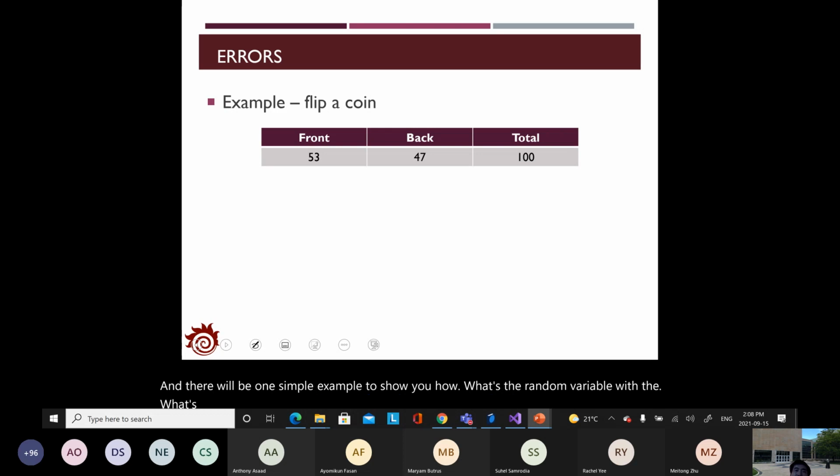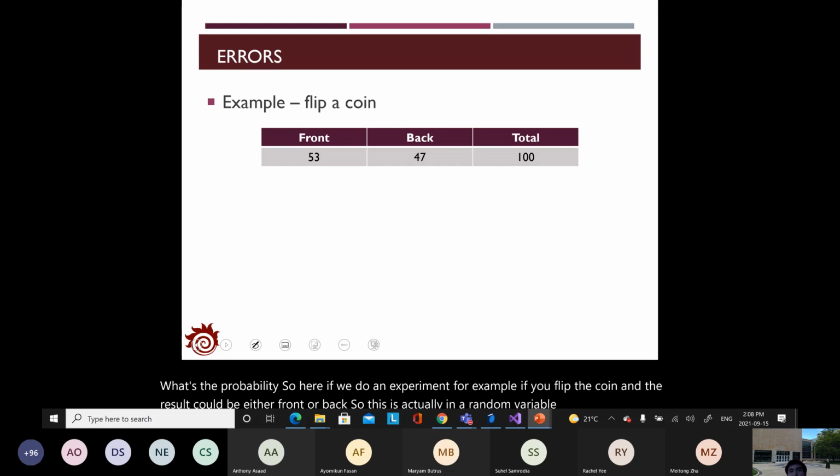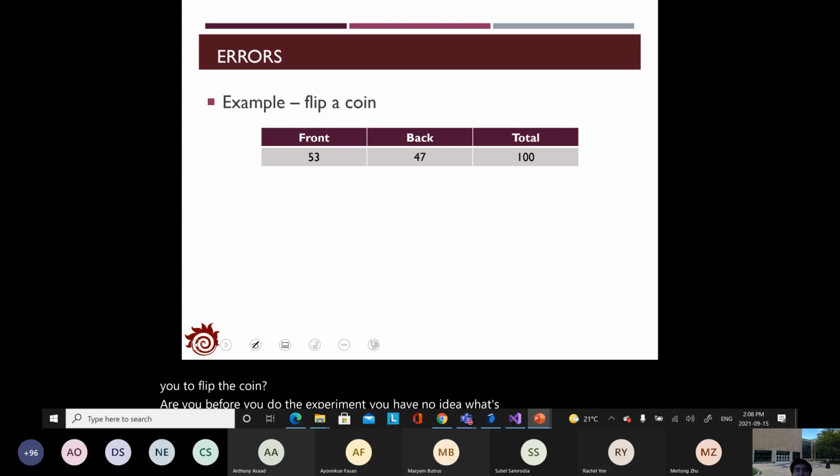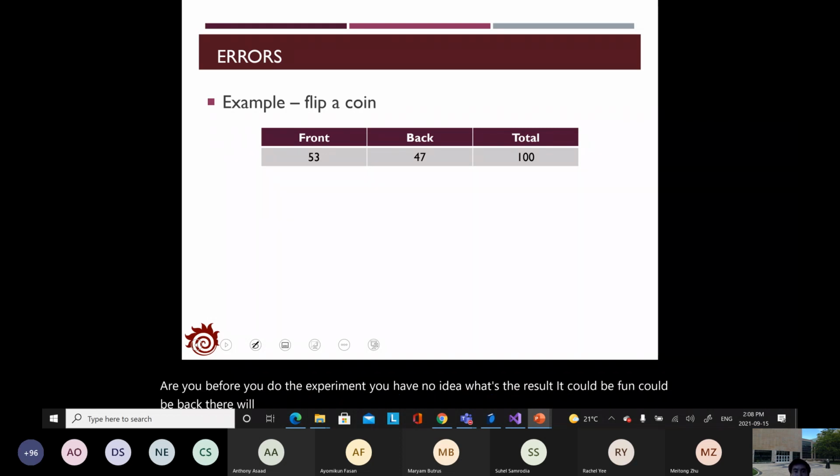Here is one simple example to show you what the random variable and the probability are. If you do an experiment, for example, flip a coin, the result could be either front or back. So this is actually a random variable. What's the result of flipping a coin? Before you do the experiment, you have no idea. It could be front, it could be back. There will be a certain chance for you to get each value.